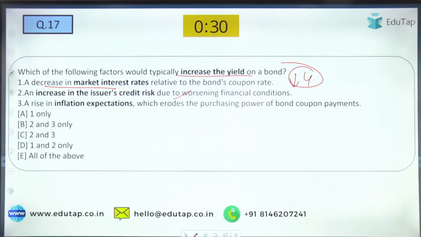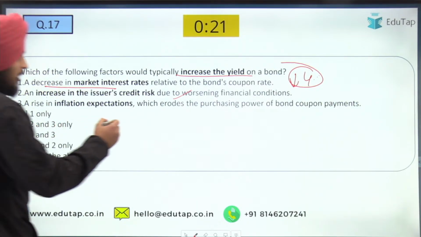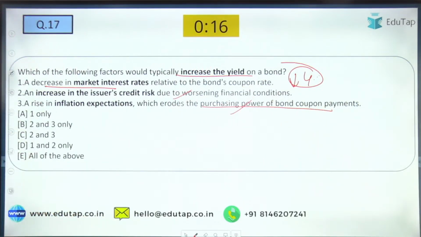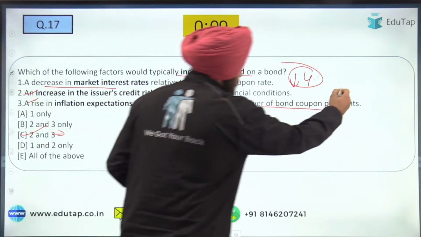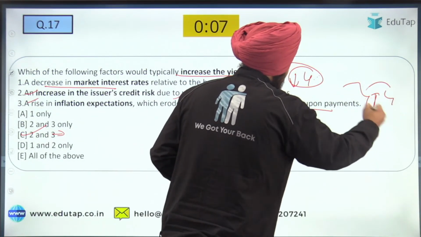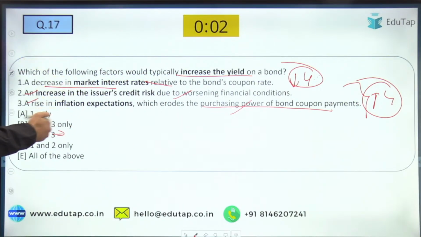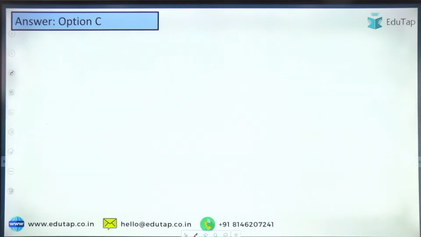Then option number 3, a rise in inflation expectations which erodes the purchasing power. So yes, this is also another scenario which is going to increase the yield of the bond, because the purchasing power of the bond coupon payments basically gets reduced. Fine. So options 2 and 3, and I would say C is going to be the answer to this question, because both these scenarios are going to increase the yield. Fine. So I've given you the explanation also, whereas in the first option, with the decrease in the market interest rate, the yield also decreases. So C is going to be the answer to this question. Now let us move on to question number 18.